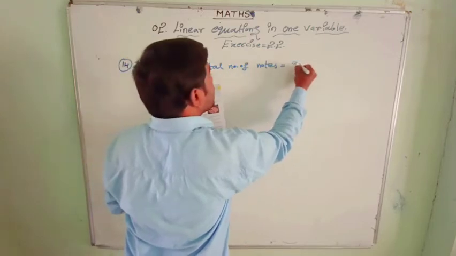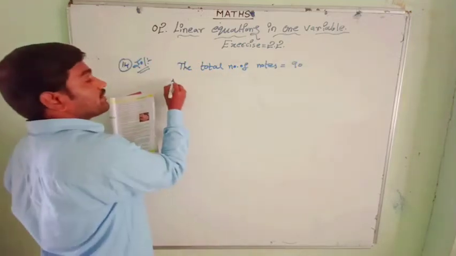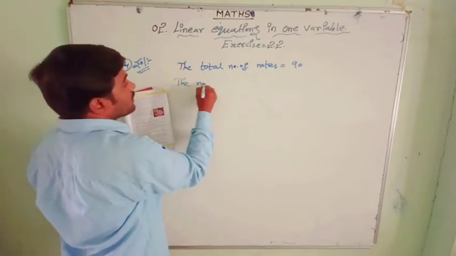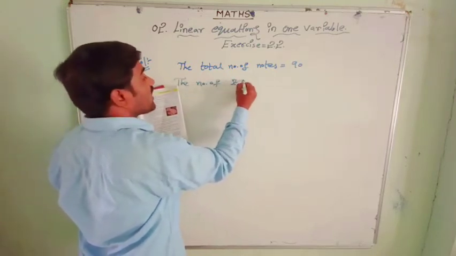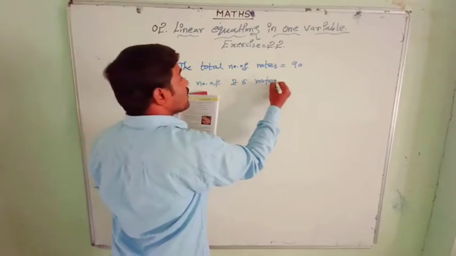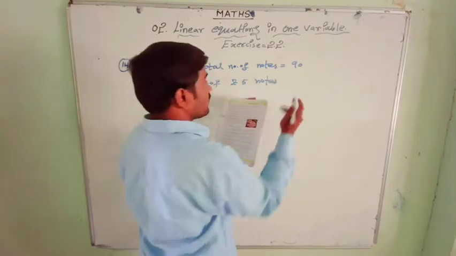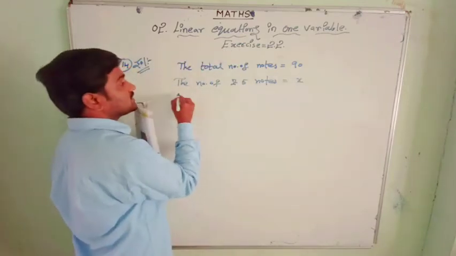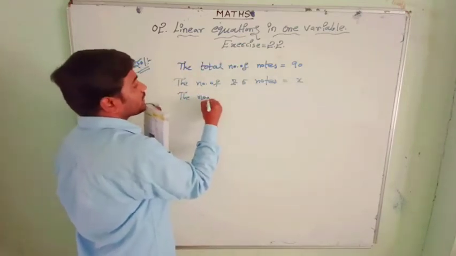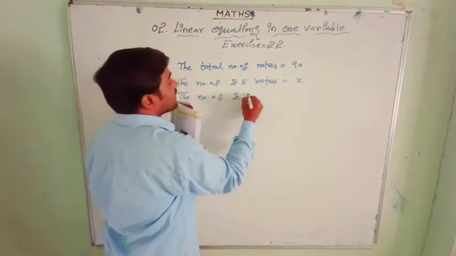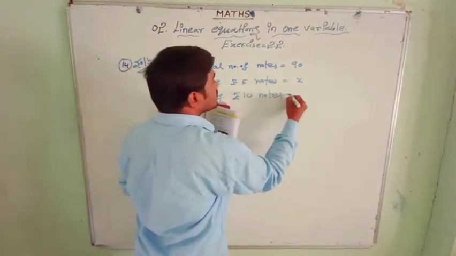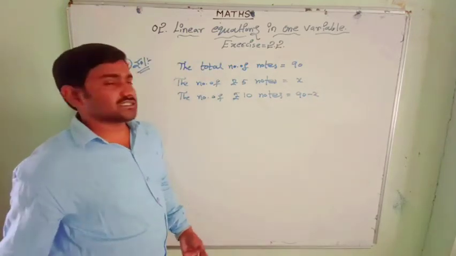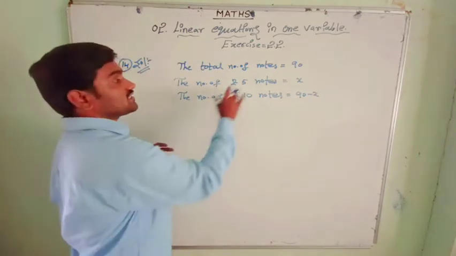notes equals 90. In that, the number of rupees 5 notes, suppose, will be x. Let us assume x. Then the number of rupees 10 notes equals 90 minus x. So this is the number of notes only.